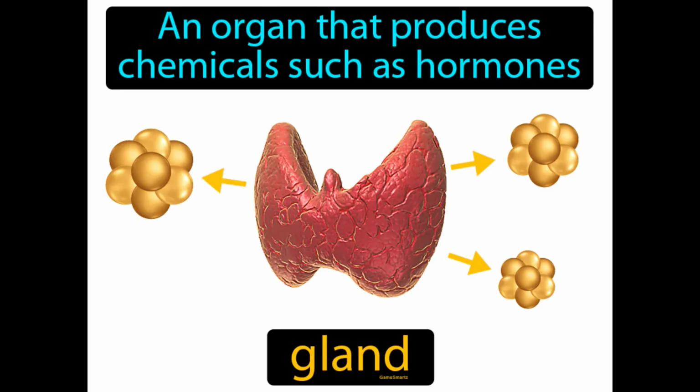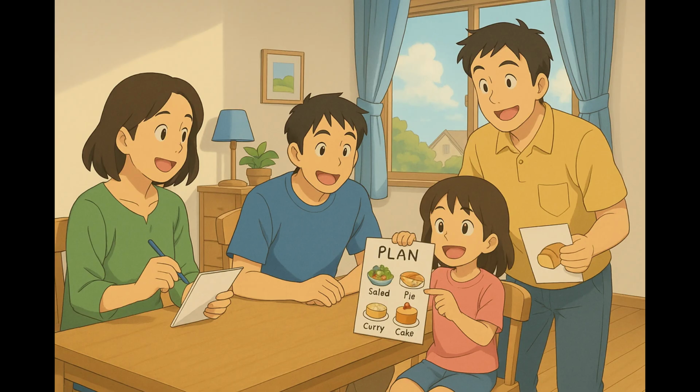An organ that produces chemicals such as hormones. Gland. A gland is a small organ in the body that releases hormones into the bloodstream to help control various functions. Imagine you're trying to organize a big family dinner, and you need to coordinate who brings what dish. Just like this requires clear communication and delegation to ensure everything comes together smoothly.